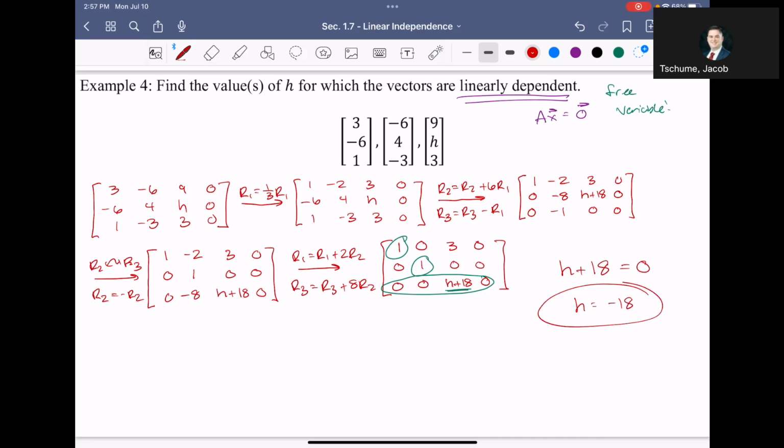So that ends the video for section 1.7, which talks about linear independence versus dependence. Once again, a lot of the sections in chapter 1 are not very long. It's all about foundational stuff as we move through this first chapter.